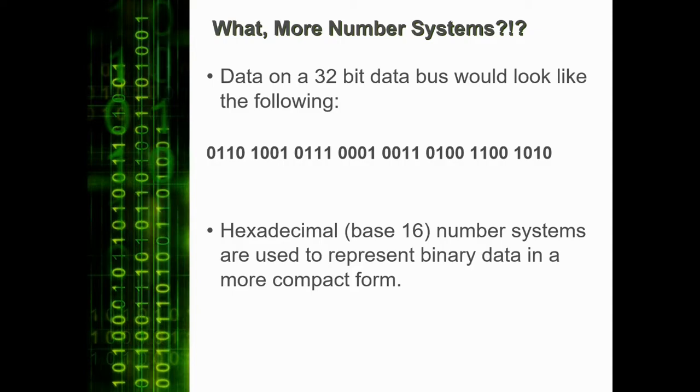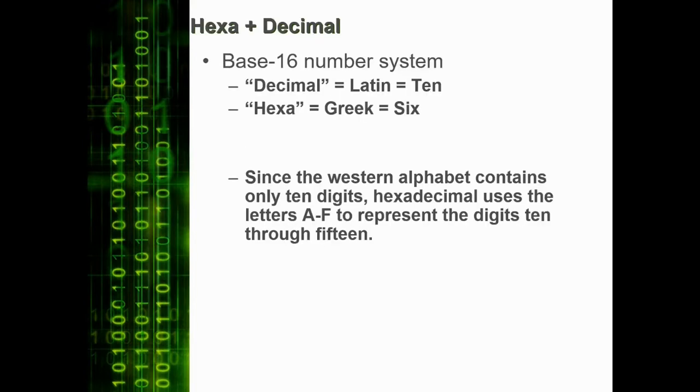So we can take that binary code and we can compress it into other forms to make the data transfer more efficient. Hexadecimal is one of the ways that we do this, and it uses a base 16 instead of a base 2. Hexadecimal is a base 16 number system. Decimal is Latin stem for 10, and hexa is Greek for 6.